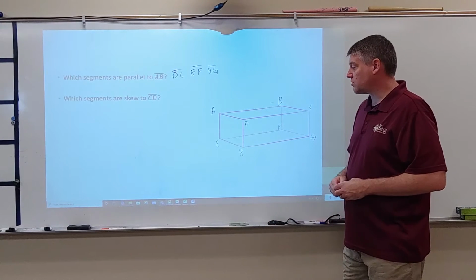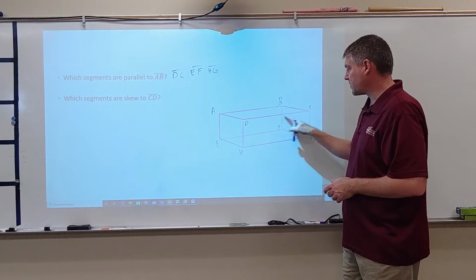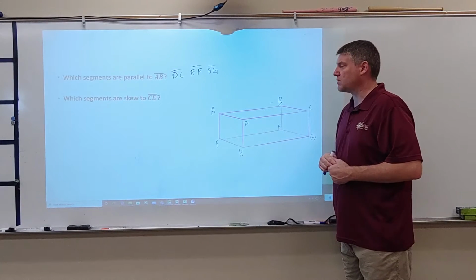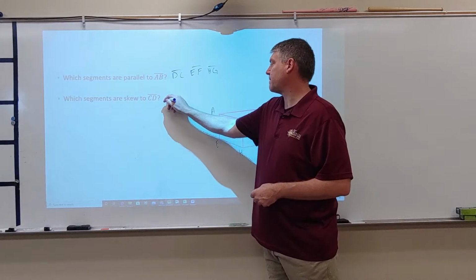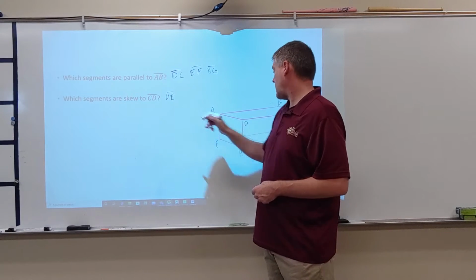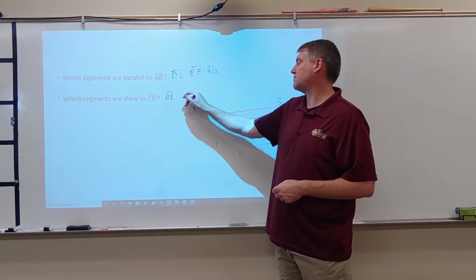Which segments are skew to CD? So here's CD. So skew means they're not in the same plane, but they don't intersect. So that would be AE and BF.